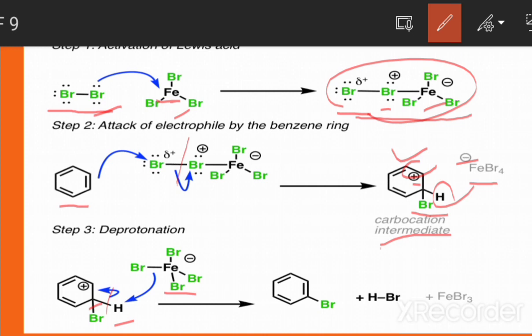So for the stable state, it will break the bond between the iron and the bromine, and this bromine will react with the proton and form hydrogen bromide, and the catalyst will regain its original position.